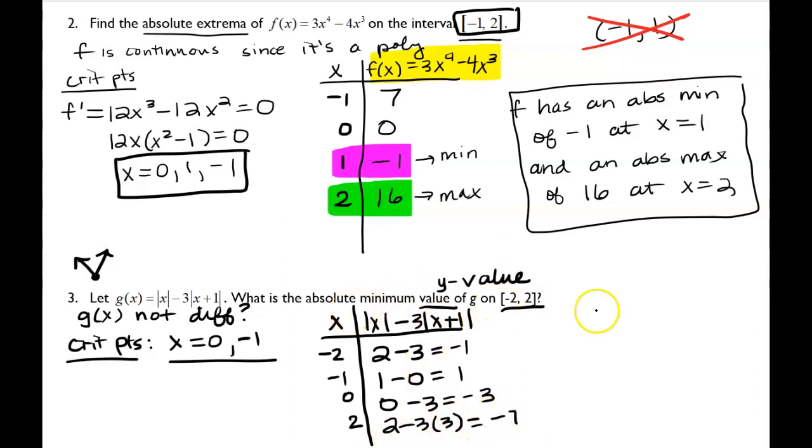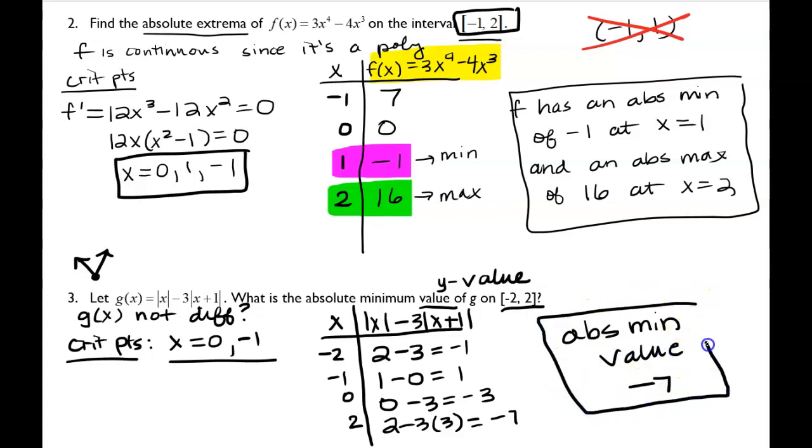This asks me for the absolute minimum value, and so that is just -7. Okay, I don't want to include the x value here when it just asks me for that value.